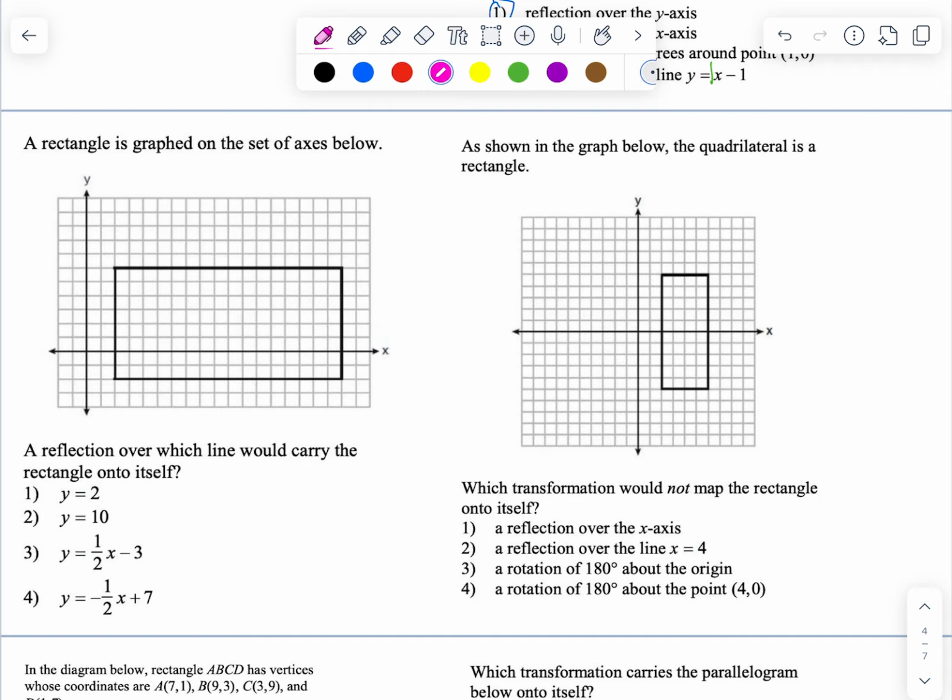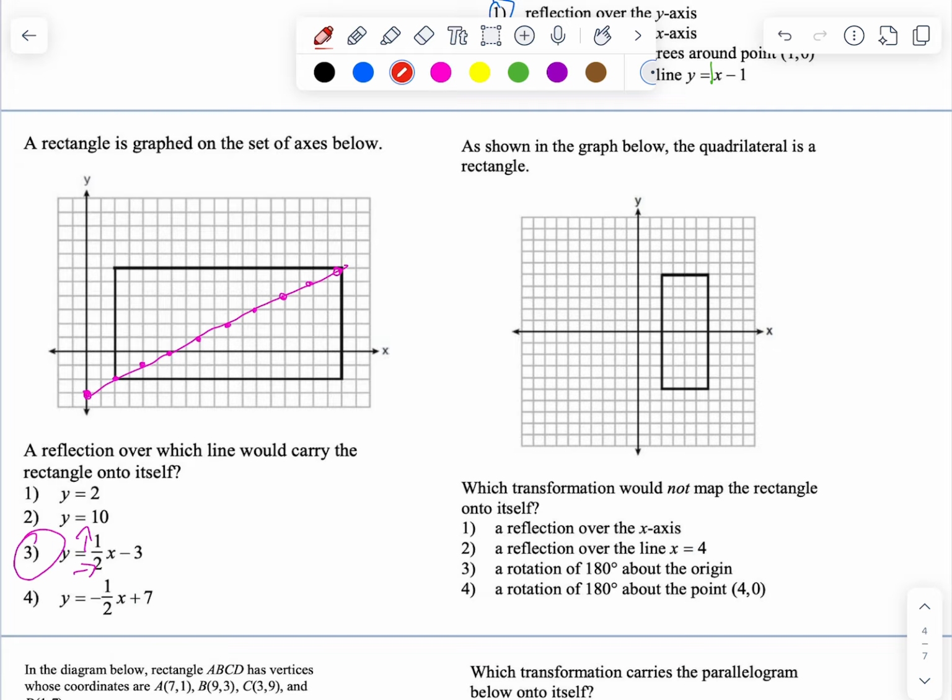Y equals 1/2 x minus 3. So that has a y-intercept of negative 3, and up 1 over 2 is because that's the slope. And this looks like a better choice for a line of reflection. I think it's going to be this one.